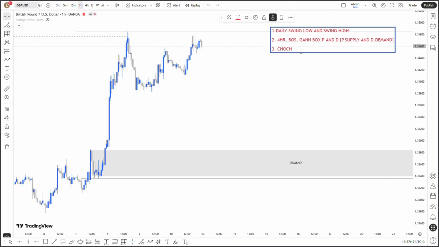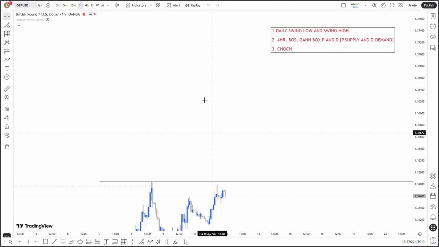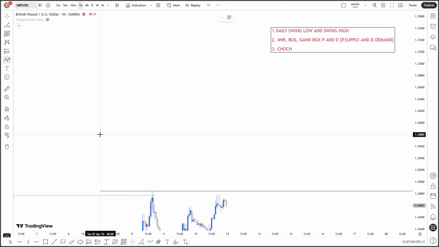So how do I get to know my choke? This is how I find my choke. Once the low that led to the new high is broken by price, let's assume this is price, then price does this. Once this low that led to this high is broken by current price, that becomes a change of character. So this point that has been broken becomes a choke.